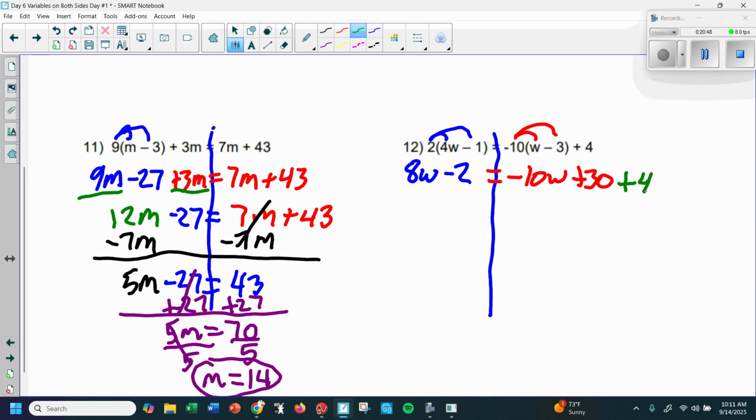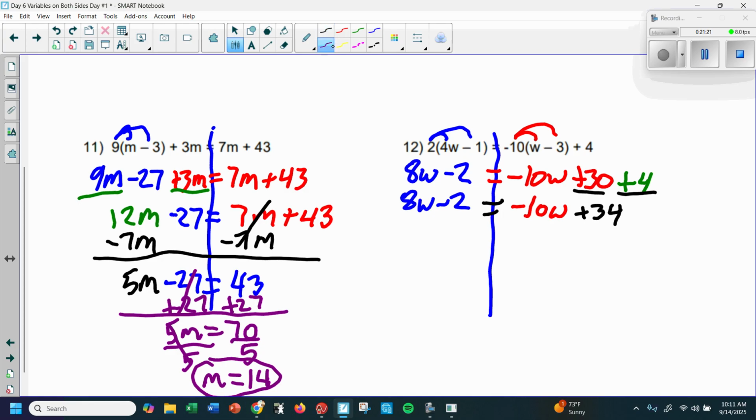Okay, before you start moving m's around, w's around, let's combine like terms if we can. On the left side, there's nothing we can do, so let's rewrite that. 8w minus 2. On the right side, the negative 10w had no friends, so let's rewrite that. I'm sorry if it looks like it says Jow. Let's combine like terms. 30 plus 4 is 34. Okay, now that there's nothing else I can do on both sides, now it's time to move the w's around.